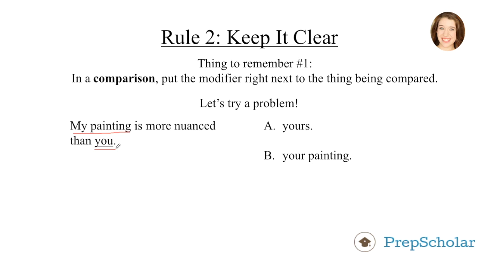So we could say my painting is more nuanced than yours, right? Because that makes it clear that we're comparing my painting and your painting. Or we could say my painting is more nuanced than your painting. Which one is right? Trick question, they could both work. We could say my painting is more nuanced than yours, or my painting is more nuanced than your painting, because both make clear that the thing being compared is the painting. Our modifier, that it's more nuanced than, goes right next to the thing being compared, and we make sure that that comparison is extremely clear.